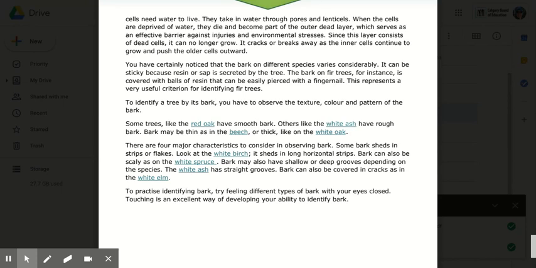So bark may also have shallow or deep grooves depending on the species. So if there's like ridges or actual like indentations in the bark, you can try to describe, is it shallow or deep grooves? So the white ash has straight grooves. Bark can also be covered in cracks, as in the white elm.